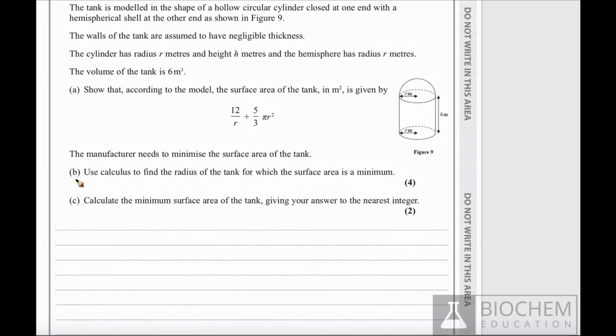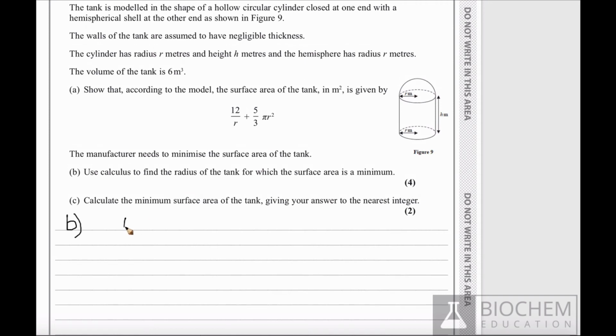Question 13, part B. The manufacturer needs to minimize the surface area of the tank. Use calculus to find the radius of the tank for which the surface area is minimum. So the examiner wants us to use differentiation in order to find out the r value for which the surface area of the tank will be minimum. So we will use the principle that the maximum or minimum value of any equation can be found by differentiating it and making it equal to 0.